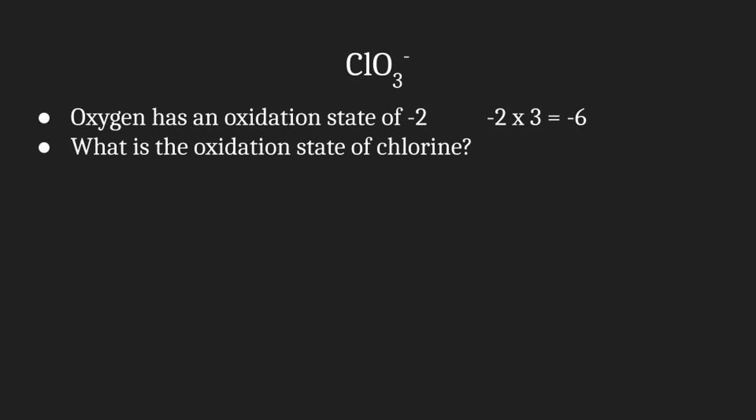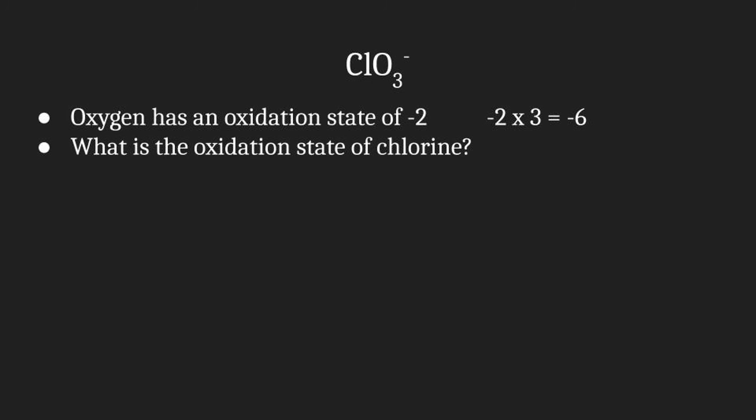For our last example, we're going to look at an ion instead of a neutral atom. So we're going to look at ClO3-. So oxygen will have an oxidation state of -2 here because there's no fluorine and it's not a peroxide. So we have to do the -2 times 3 because there's 3 oxygens to get -6.